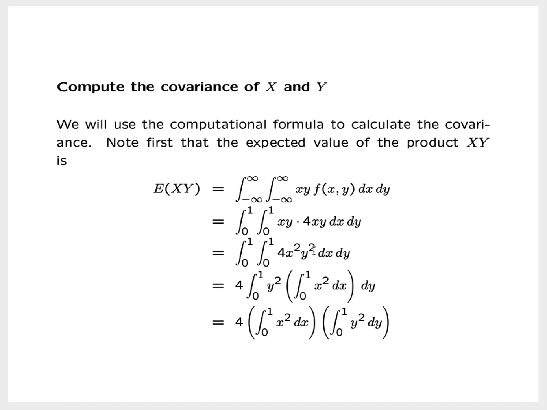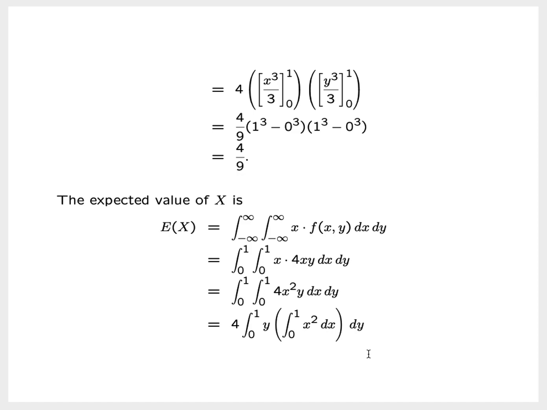All right, and we can pull the constant 4 out. We can combine terms, and so we have the integral here of 4 times x squared times y squared. We notice here that this inner integral does not depend on y, so we can pull that out. And then again, we're in the same kind of situation we were before, where we have a product of univariate integrals, which we can then use the fundamental theorem of calculus to compute. And so we end up getting 4/9, as you can see. So this is the expected value of x times y.